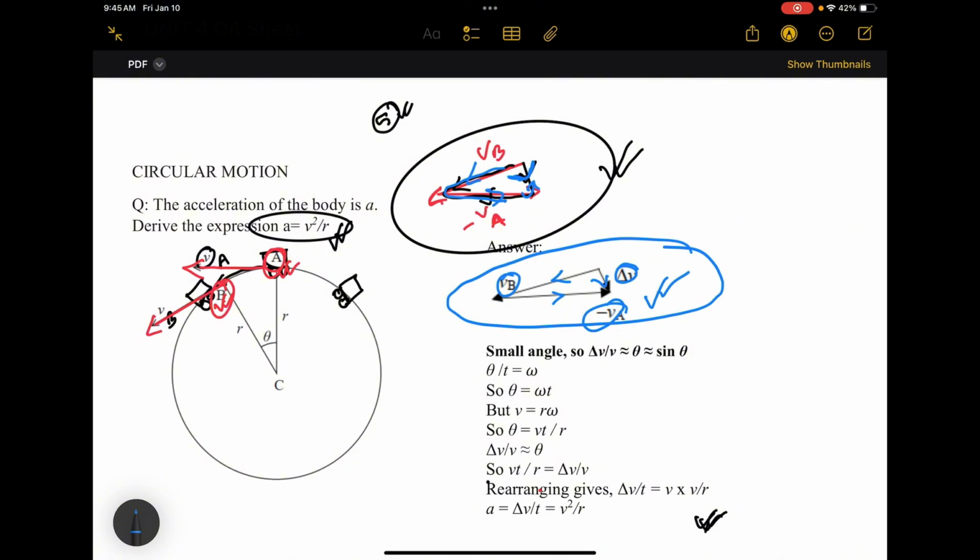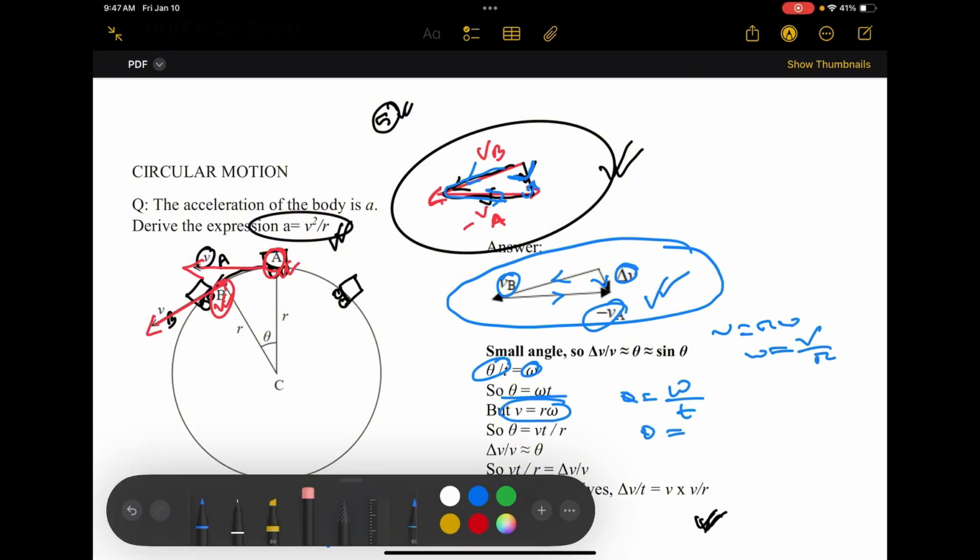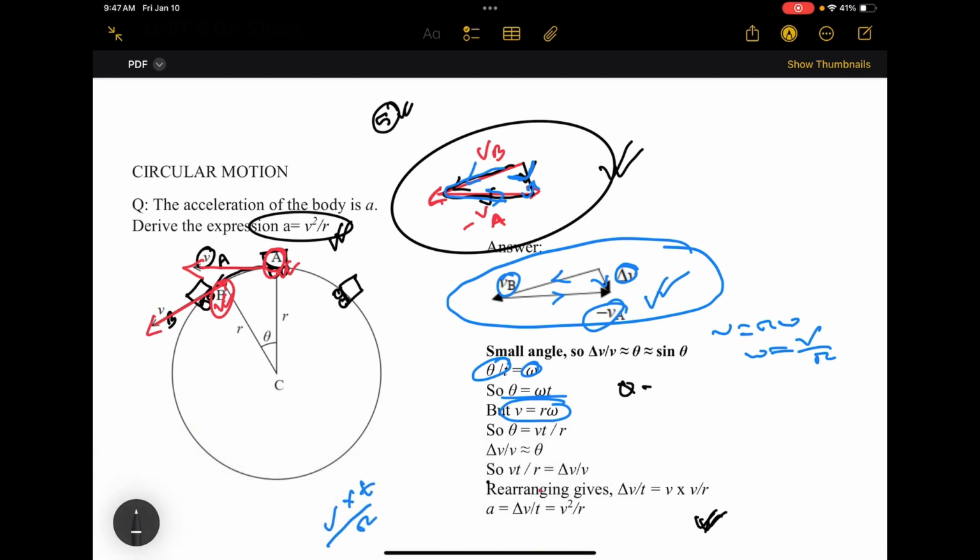Now we know angular velocity is equal to theta divided by time taken, and if we make theta the subject, theta is equal to angular velocity into time. We also know that V is equal to radius into angular velocity. If ω is the subject, then ω = V divided by R. So we can put this V by R into time right here in theta = ω t.